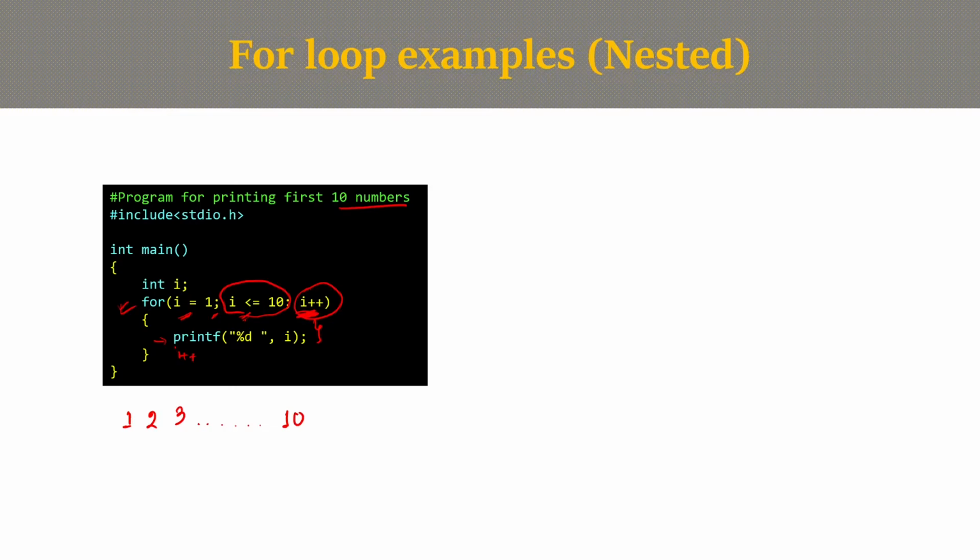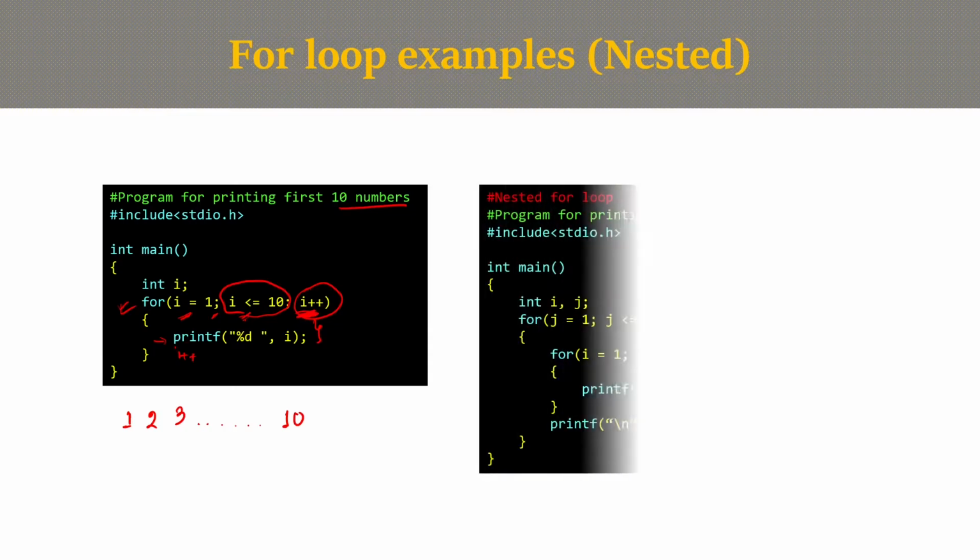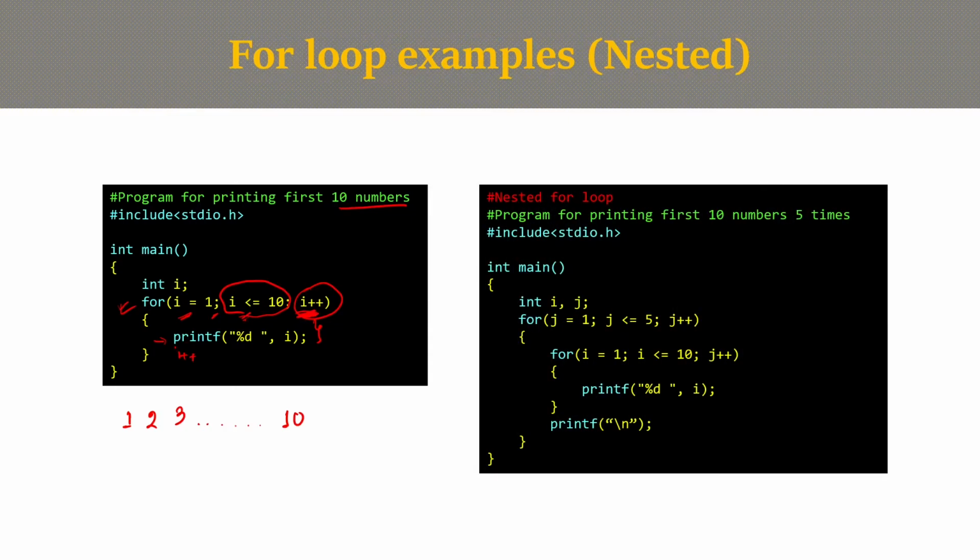Okay. So let us see another example of for loop, and this time we will be seeing a nested for loop. By nested, we mean that we will be using a for loop within another for loop. The program that I have written here is a program for printing the first 10 numbers 5 times. We want to print 1 to 10, 5 times. So how can we do that?